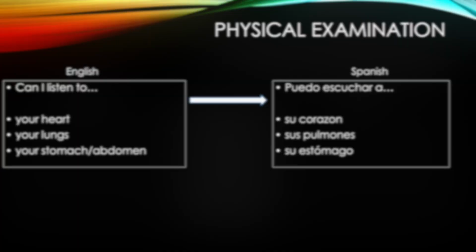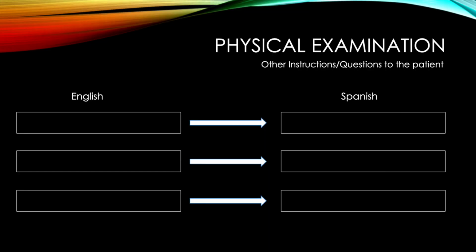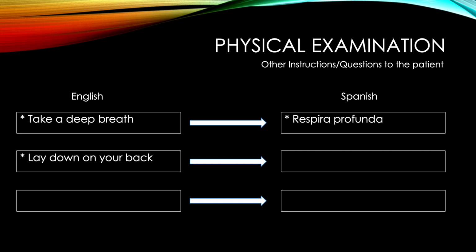Now, during the physical exam, you're going to have other instructions or questions for the patient. So, especially when we're doing our palpatory exam, or even just auscultating, right? We're still in auscultating, so let's stick with that for now. If you want the patient to take a deep breath, we say take a deep breath in English, but that translates to respira profunda in Spanish. Right? If you want to tell the patient to lay down on their back for their abdominal exam, you say acuestarse de espaldas.